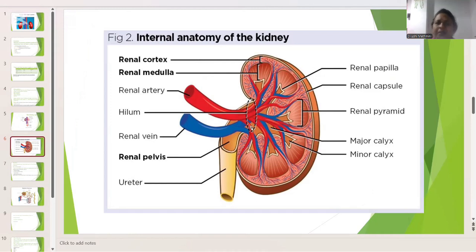These pyramid-shaped structures open to the renal pelvis. The ureter starts from this renal pelvis. This is the renal artery that supplies blood to the kidney, and this is the renal vein that takes blood away from the kidney.